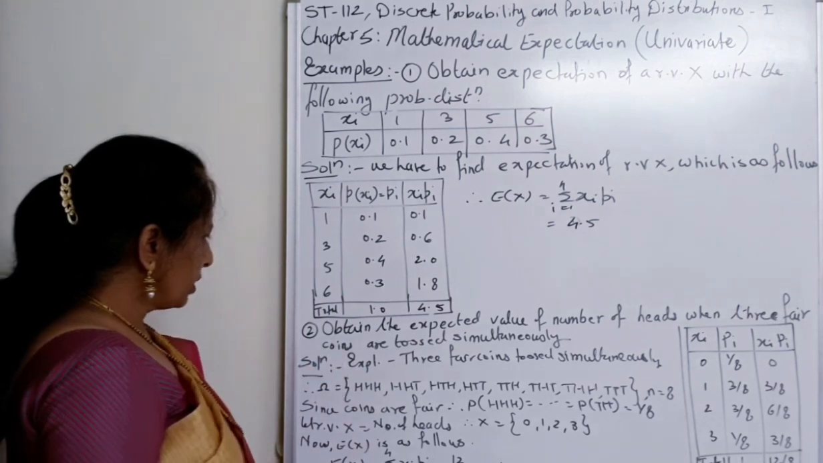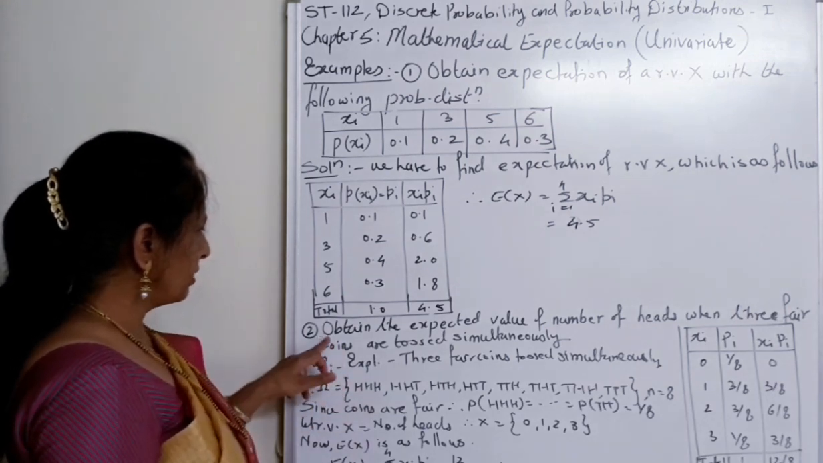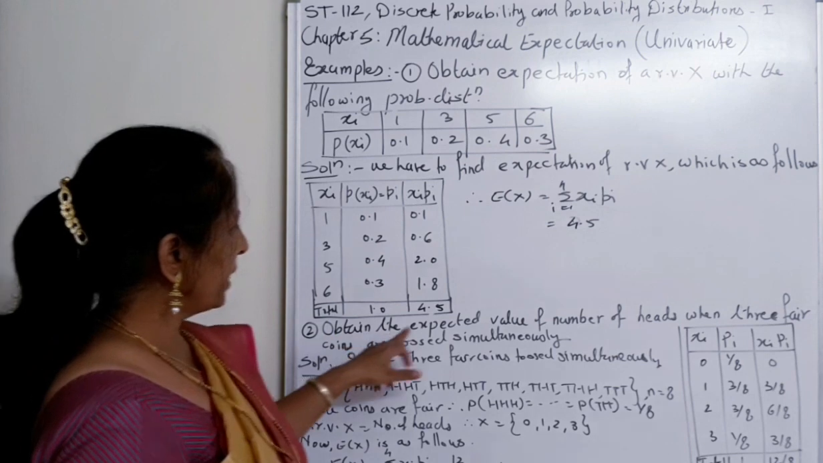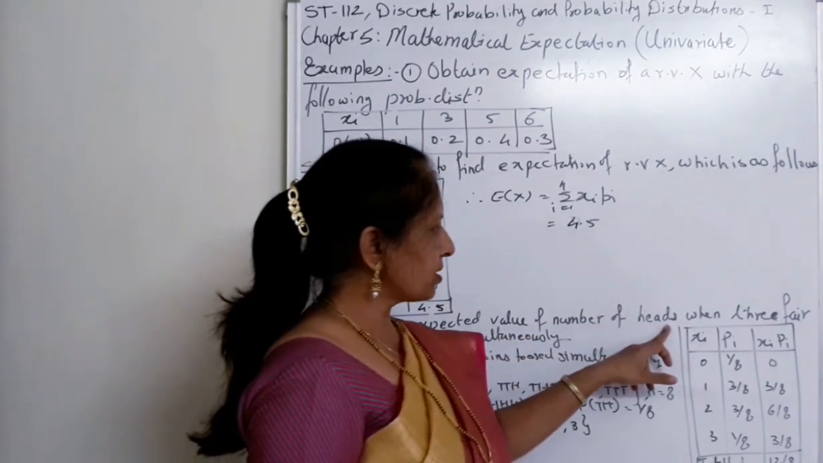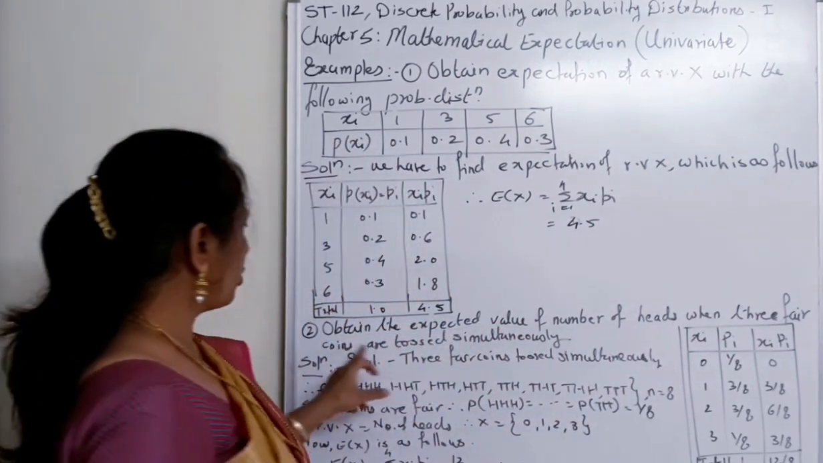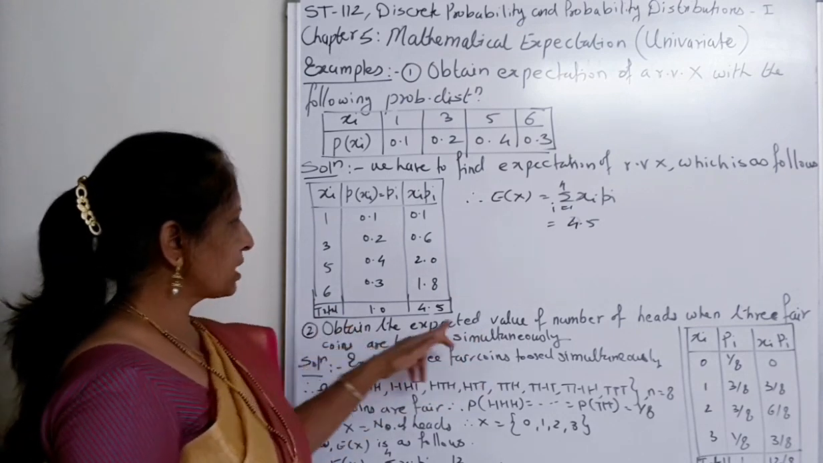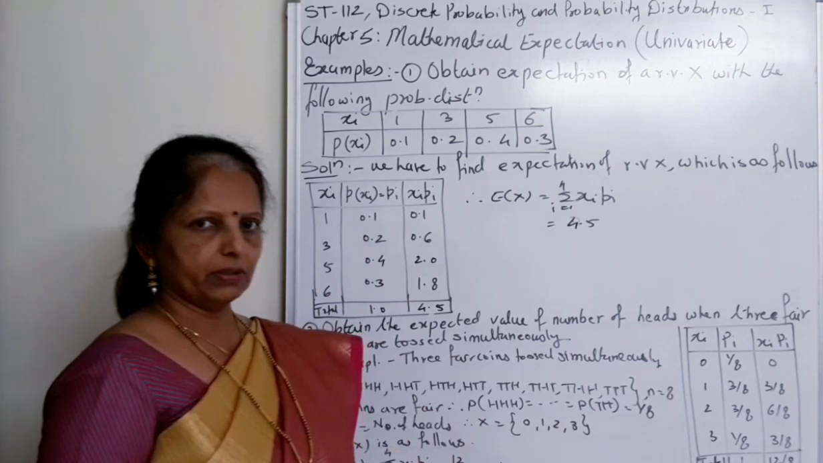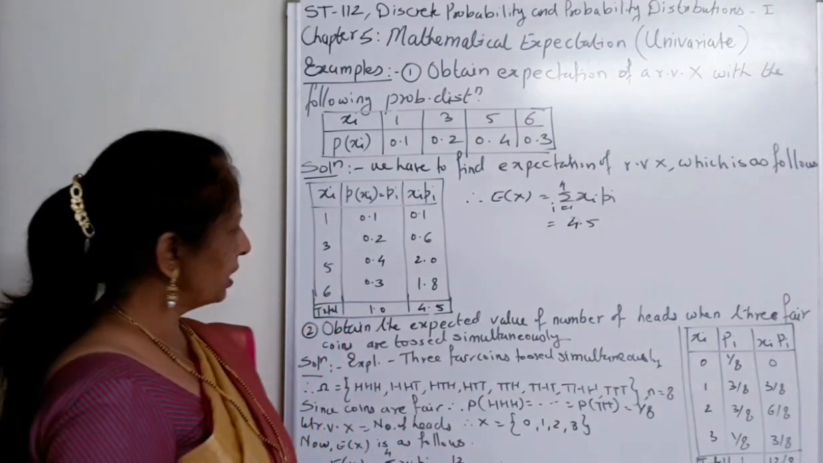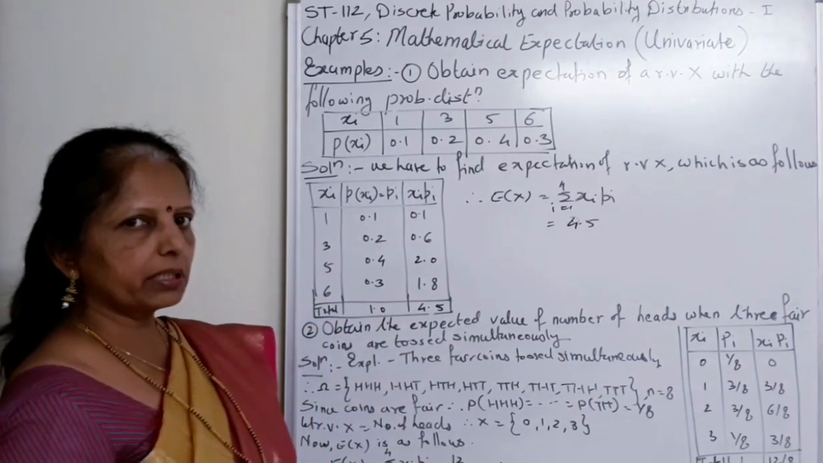Second example now we are going to solve. What is given in the example? Obtain the expected value of number of heads when 3 fair coins are tossed simultaneously. What we have to obtain? The expected value of number of heads when 3 fair coins are tossed simultaneously.